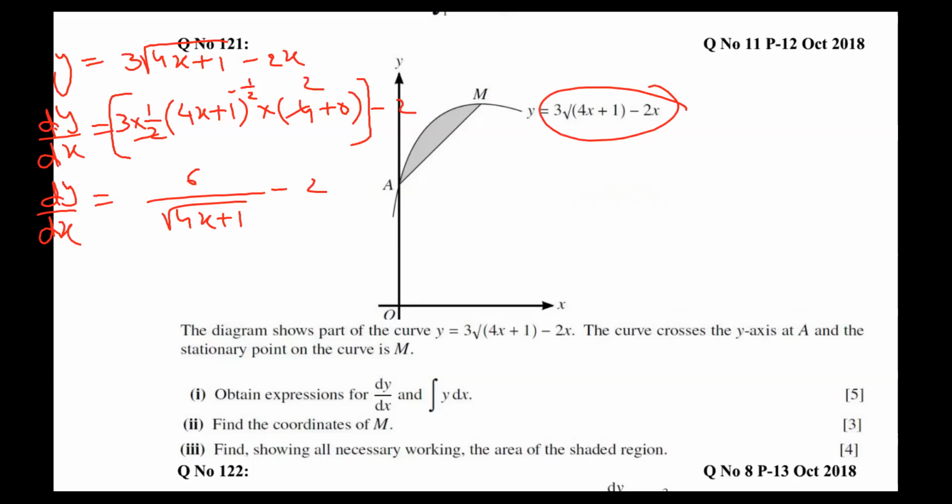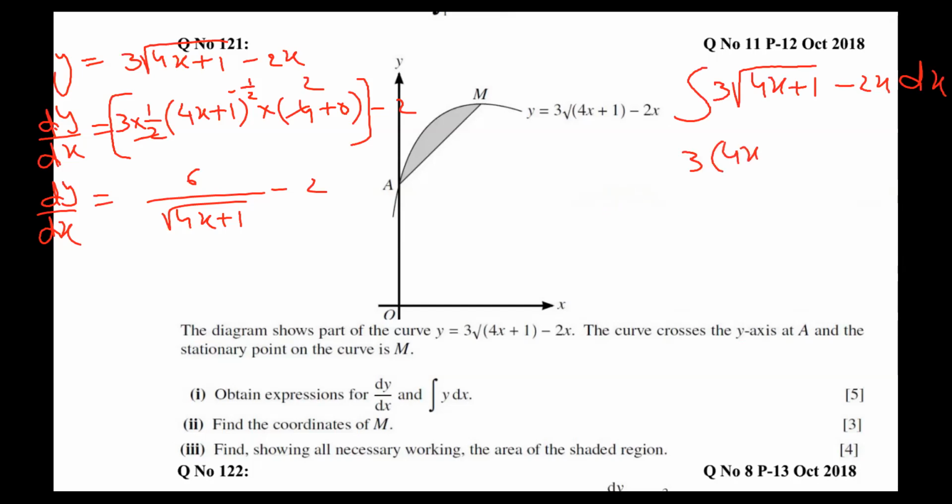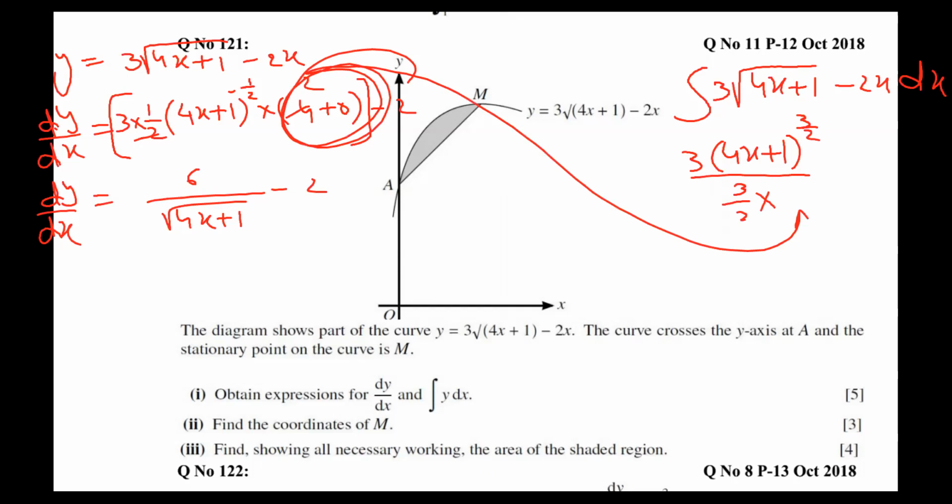So this integration, all of you know, what happens then? Let me show you: the integral of 3 root of 4x plus 1 minus 2x dx. And all of you know how to integrate this. It is the reverse process of differentiation. So here it decreases and here it increases. So increase the power by half, half plus 1, so half becomes 3 by 2. Same down, 3 by 2. But here we multiplied the base derivative, here we divide.